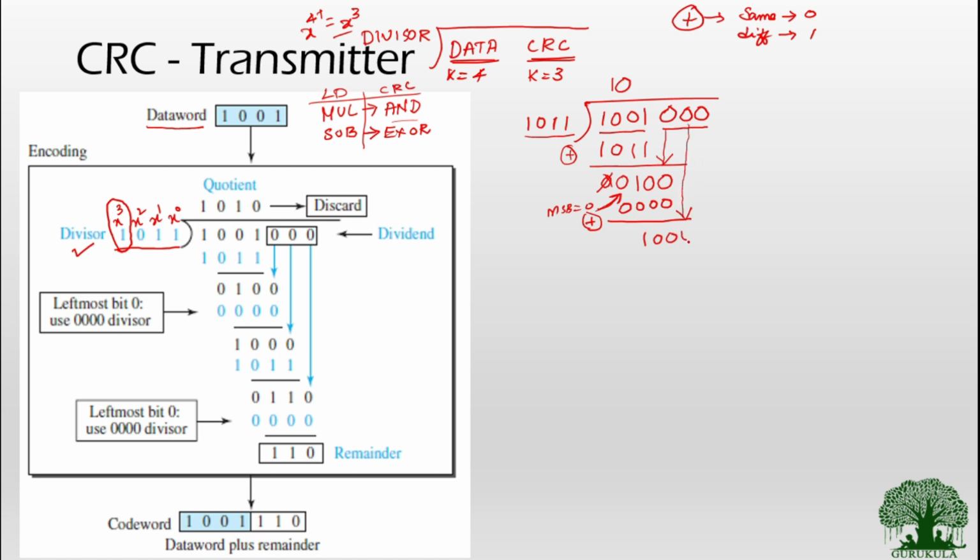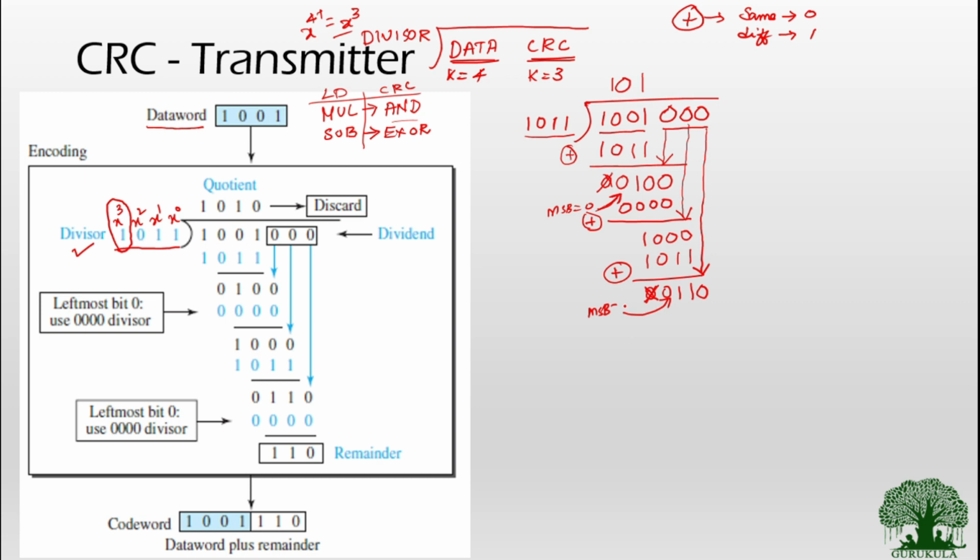Now the most significant bit is not 0, so I go for 1 and again perform the logical AND operation between this 1 and the divisor, so that I get 1 0 1 1. Again I perform an XOR operation, so that I get 0, here again 0, here 1, and here again 1. So I can neglect this first bit, and bring down this 0 here. Now again I have a 0 in the MSB.